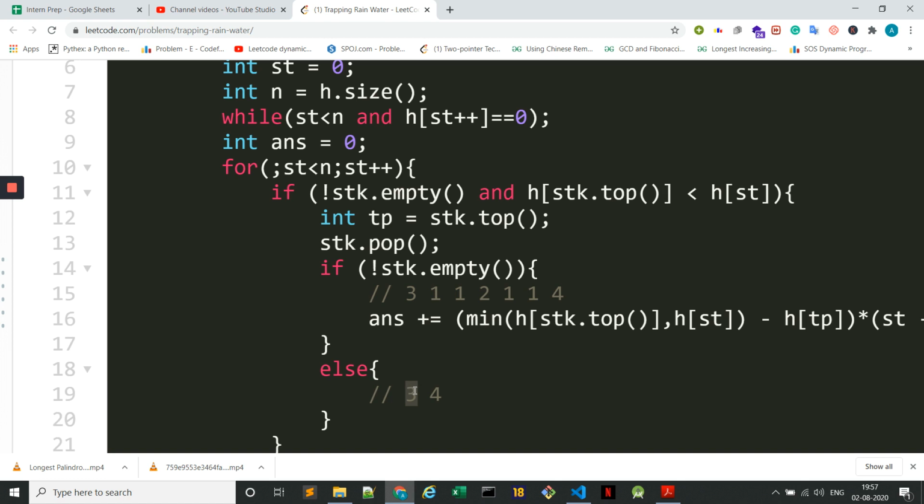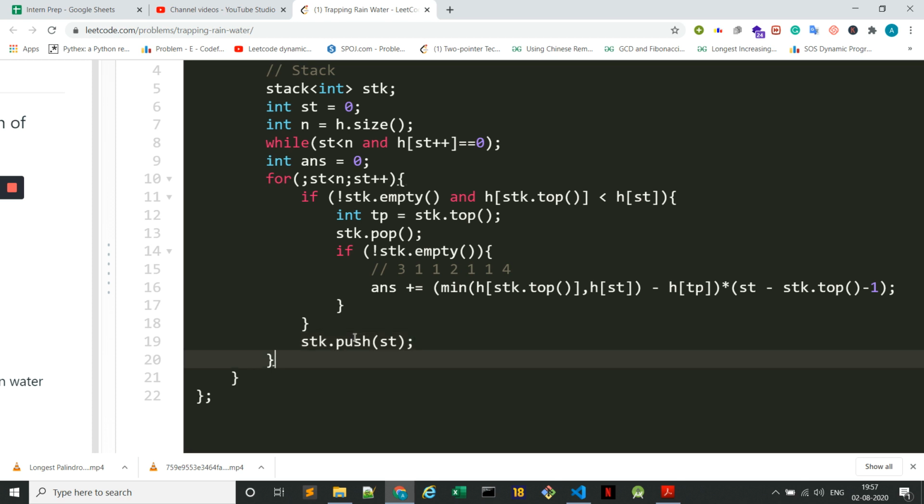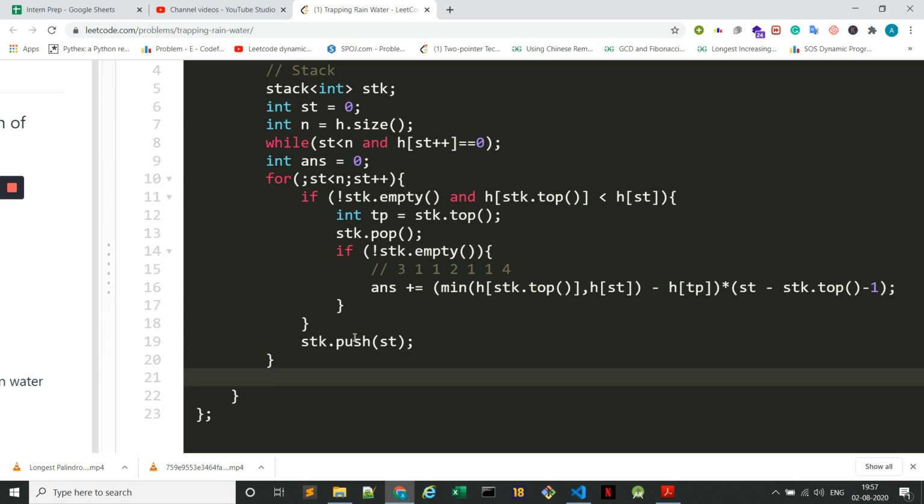No. Why? Because if we store any water in this bar, it will flow through the left hand side, because there is no boundary on the left hand side. So there is no else in this case. Now, once this completes, we also need to push the ith index into the stack, because we need to find bounds on the left and right for each and every index.